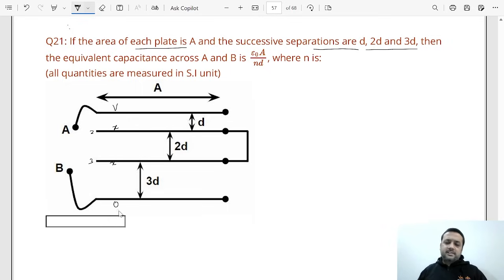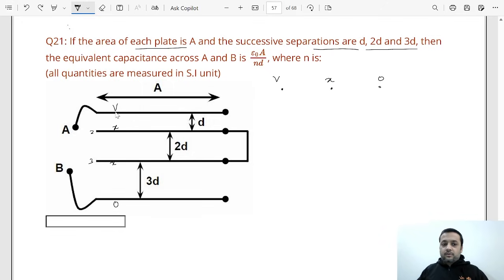And let's say this potential is 0. You can call 0 anywhere, so let's say this is 0. Now we have to find the capacitance between V and 0. Look, V is connected to A and 0 is connected to B. Okay, so look, I'm choosing 3 points in this space. One is at potential V, one is at potential X, and the last is at potential 0.